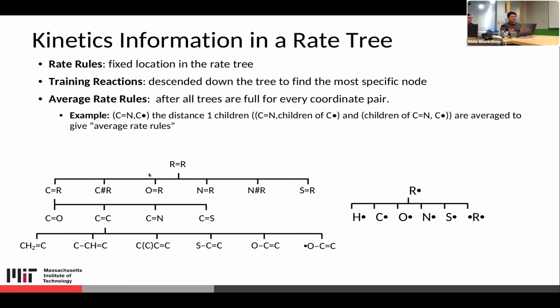After we've done as much as we can, we then do averaging, where we take the rate of a species and its children and average it. It's kind of like if you're comparing this C double bond R and H radical, for example, and this had children, you'd take the rate of this and the children of this and multiply it with the children of the C double bond R and the rate of this, just to give average rate rules, especially if none are available.